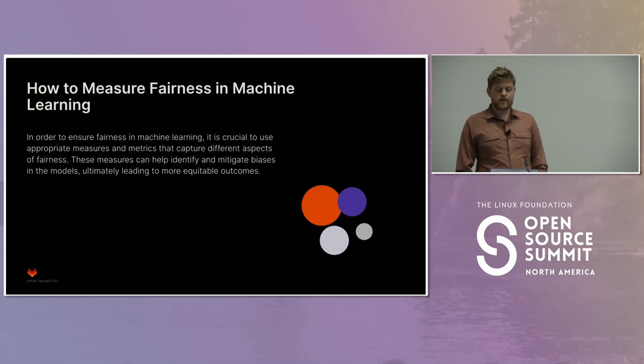Building the framework is essential to creating a fair and unbiased machine learning model that benefits everyone in society.